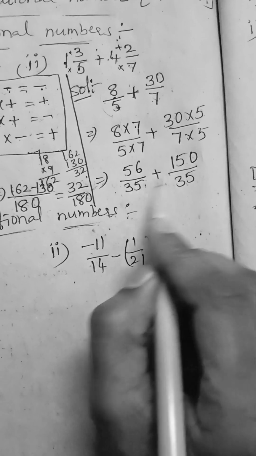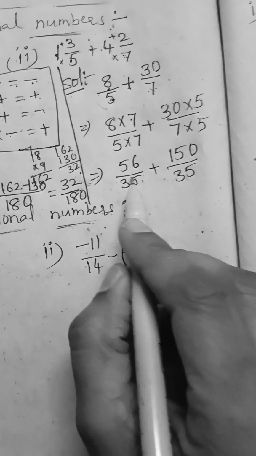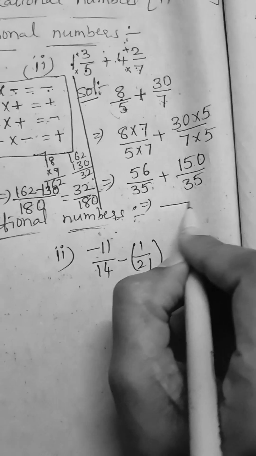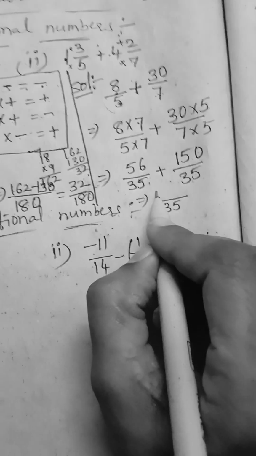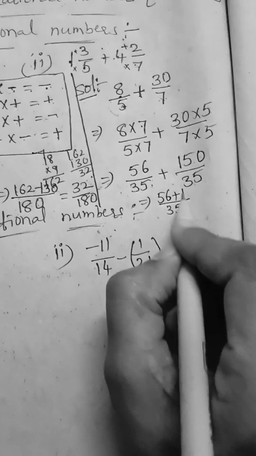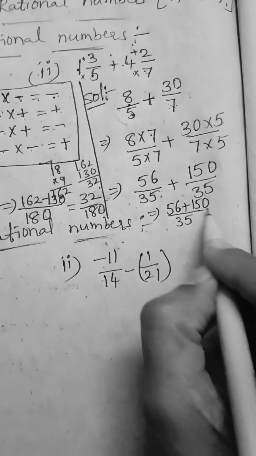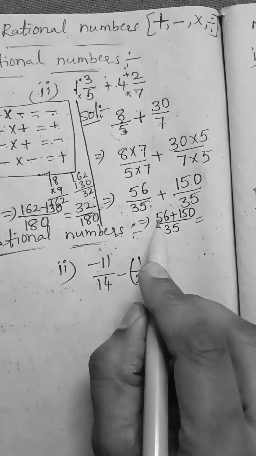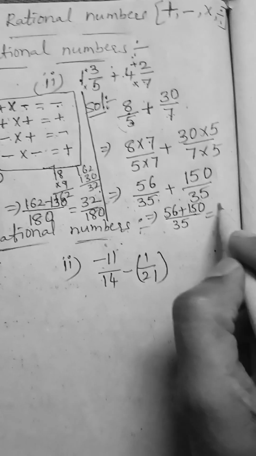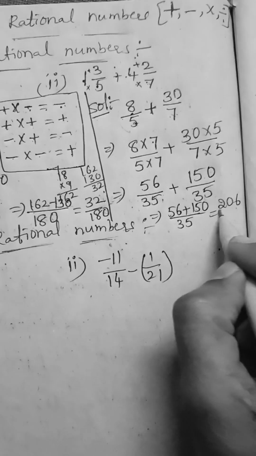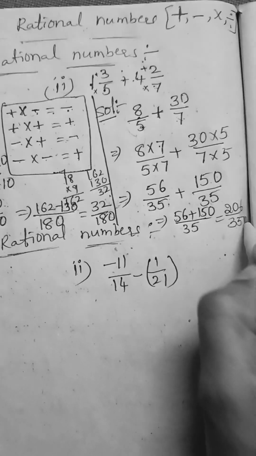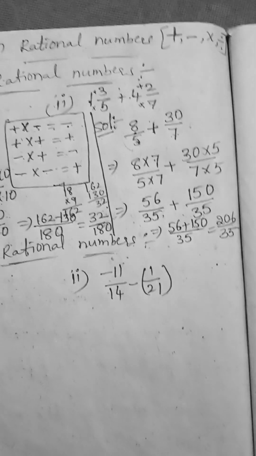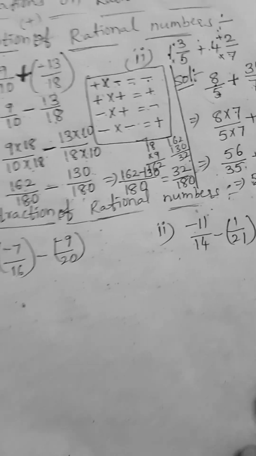Now both the denominators are the same, so these both are like fractions. Now we have to do addition easily. 35 here will be the denominator, and 56 plus 150. 56 plus 150, what is the number? 206. So 206 divided by 35. This is the addition of rational numbers.